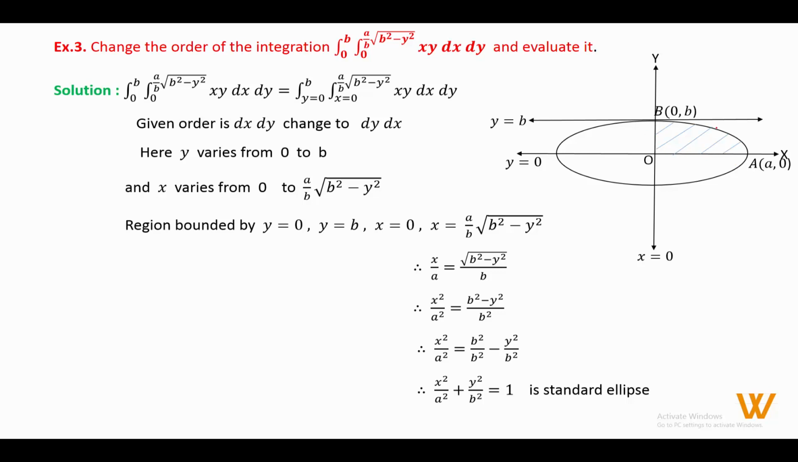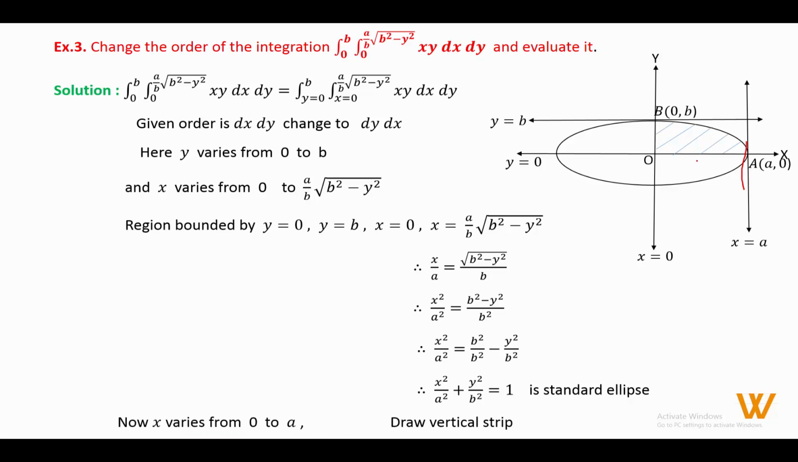Now in this region find new limits. In the given limits, first y is 0 to y is b. Now instead of y first, find the value of x. Here x is 0. This region is in between x is 0 up to this line. Now this line is parallel to y axis, whose equation is x equal to a. Therefore in this region the new limits are x varies from 0 to a.